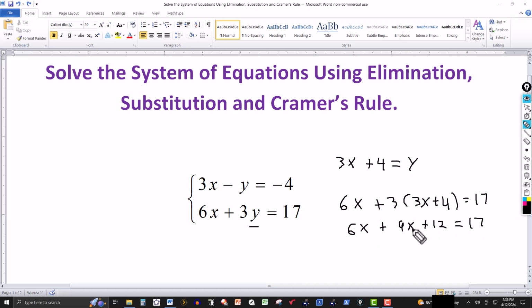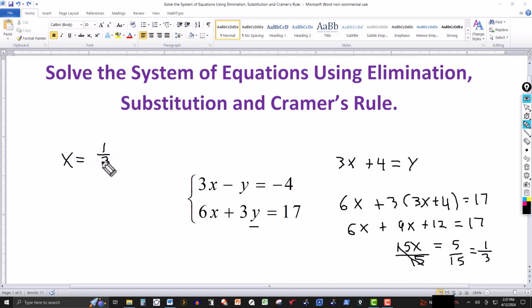6x, now we just combine and simplify. 6x and 9x is 15x. And then take the 12 over, it becomes a minus 12. So that's 17 minus 12 is 5. Divide through to solve for x, divide through by 15. This cancels out, so I get that x is equal to 5 over 15, reduce it down to 1/3. So I get x is equal to 1/3.